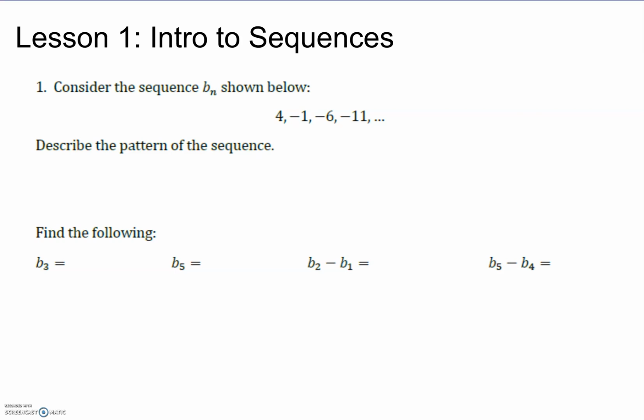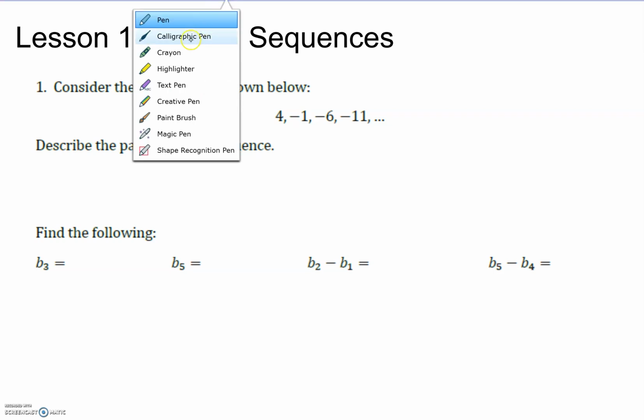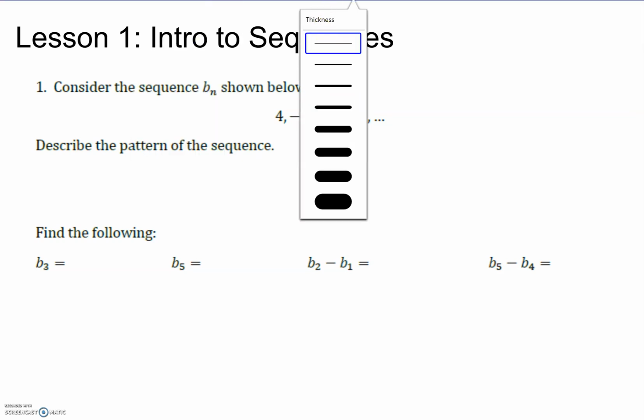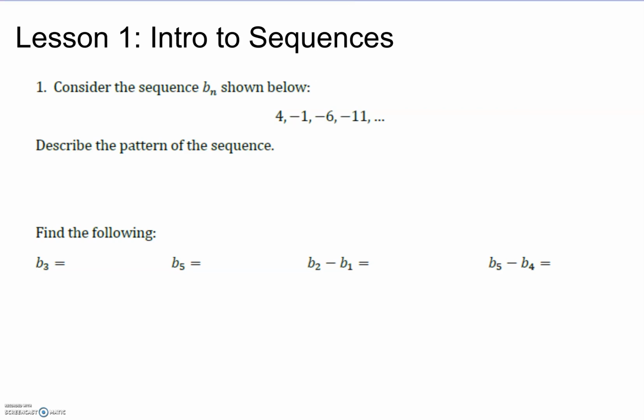In lesson 1, we're going to talk about a couple different things about sequences. We're going to talk about patterns, finding certain terms, and so on. So for our first one here, we want to talk about this sequence that starts with -4 and goes -1, -6, -11, and so on.